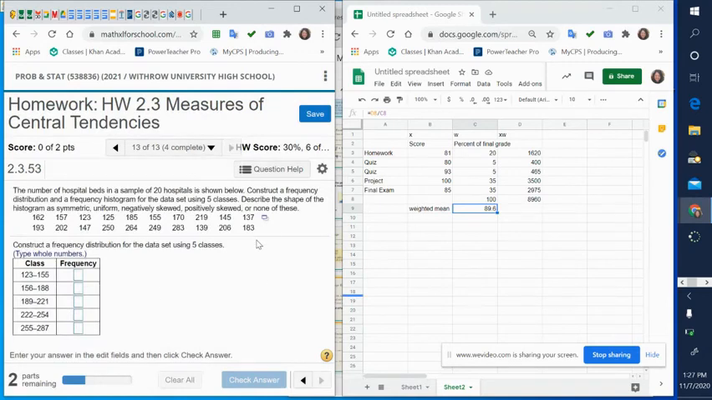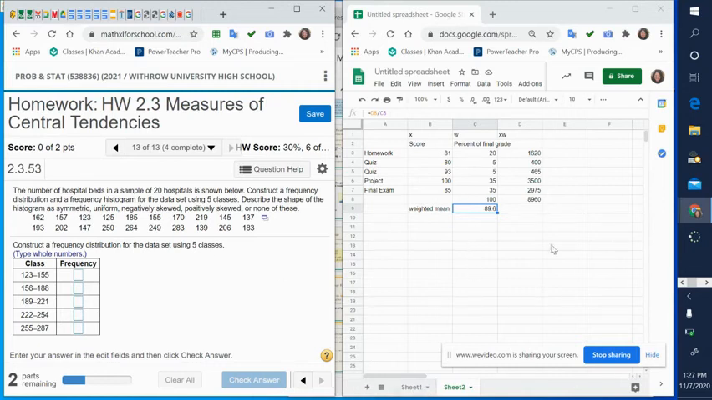Okay, here we go. This is going to take several steps. The number of hospital beds in a sample of 20. All right, so there's 20 answers here. Construct a frequency distribution and a frequency histogram, and then describe the shape. Okay, well, we've been doing these.